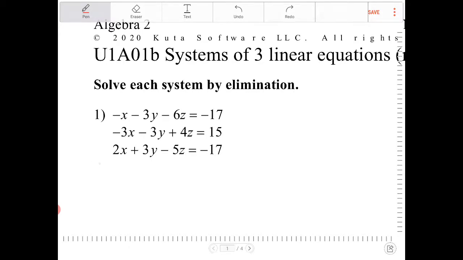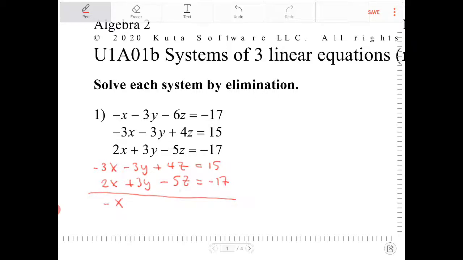I'm going to take the second equation, which is negative 3x minus 3y plus 4z is equal to 15. And I want to take the bottom equation, which is 2x plus 3y minus 5z. Notice how I'm rewriting the equation, and you should too. This is a good standard of practice. And what you want to do is we're going to add the top equation by the bottom equation. And if we do that, we'll end up with negative x. The y's will eliminate, and then I'll have minus z is equal to 15 plus negative 17, that's negative 2. So that's taking the second and third equation.